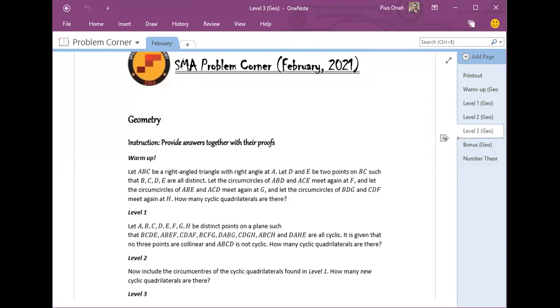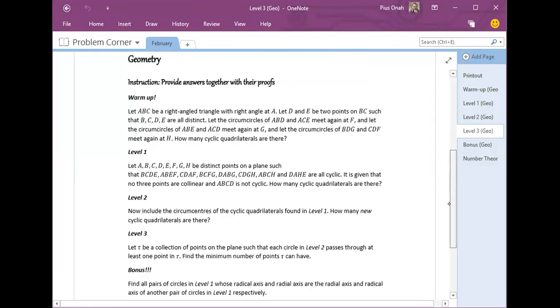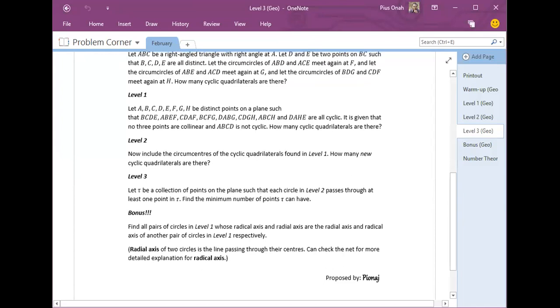Hello once again, and welcome to another problem solving section with Special Maths. We have Problem Corner, February 2021. Welcome to level 3. All right, so let's look at level 3.